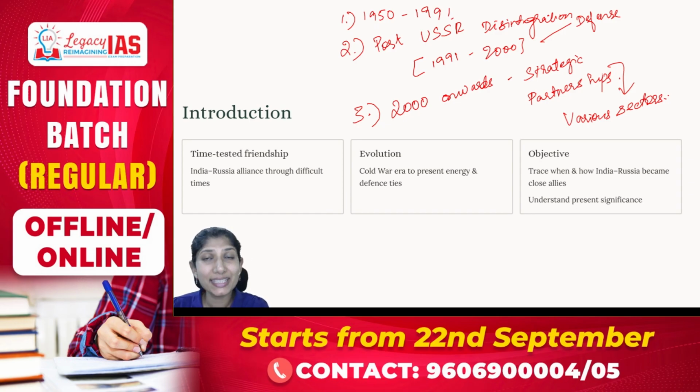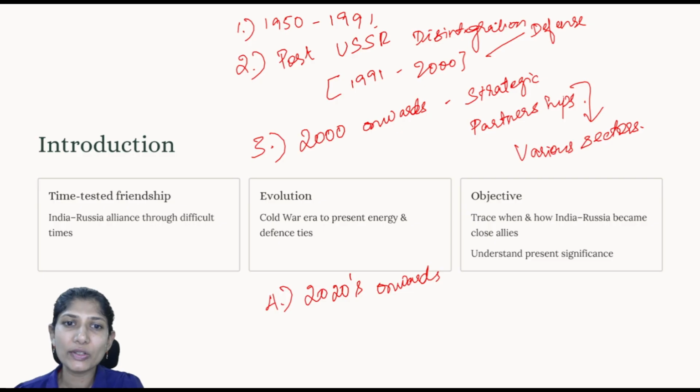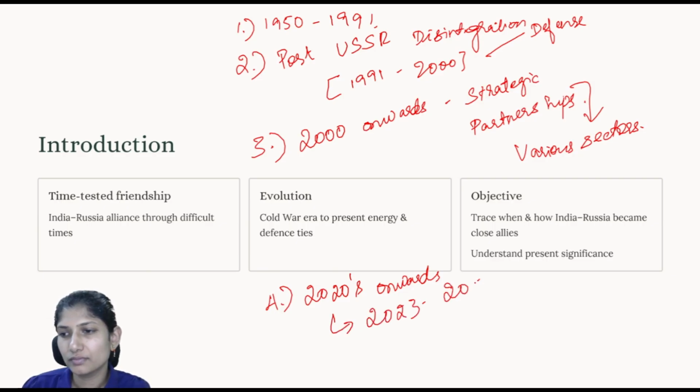Then in the present times, especially the 2020s onwards, trade expansion has increased very much. So much so that bilateral trade hit a record high of 65 billion in 2023. India's exports increased by about 42.7%, and imports declined from 39.9%. Still, we have a huge dependency on Russian oil.